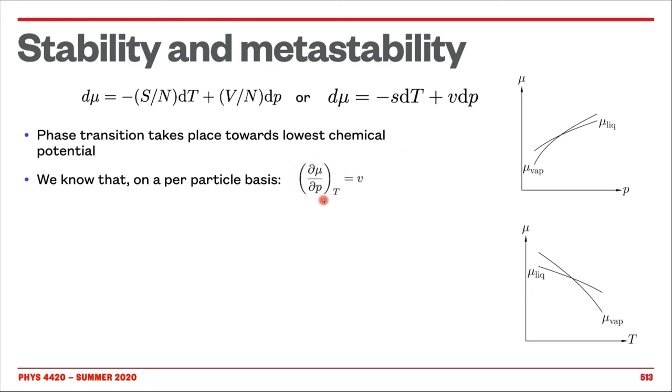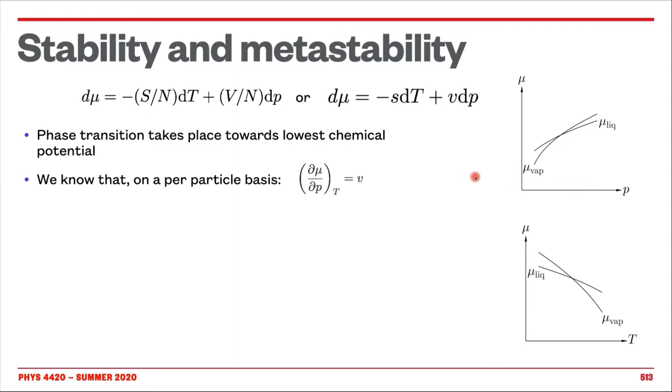So that means that a number of things can be understood. First of all, it means that the slope of the mu versus P function is always going to be positive, of course, because the volume is a positive number. So those curves here always have a positive slope, so that's fine. So mu is a function of pressure.